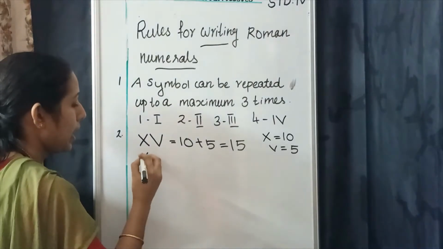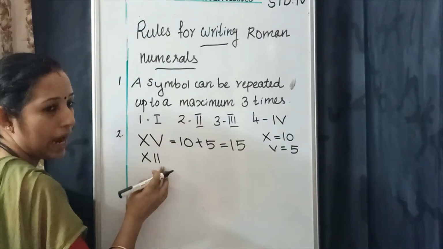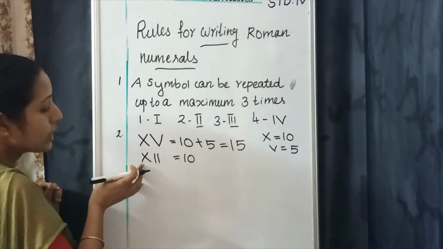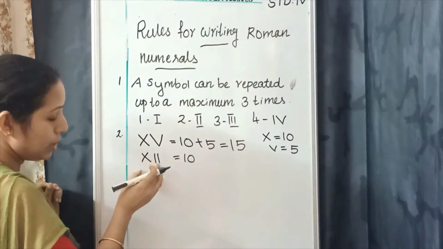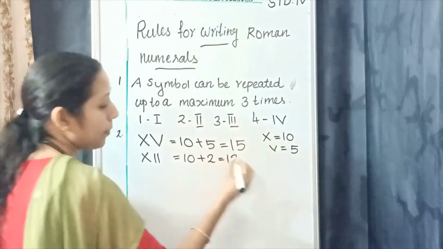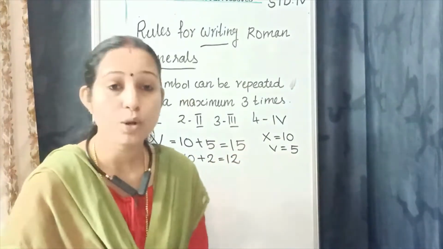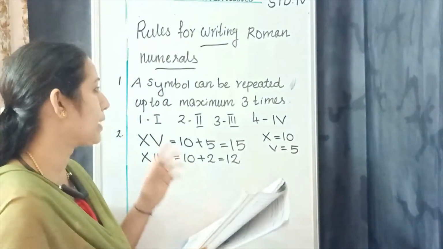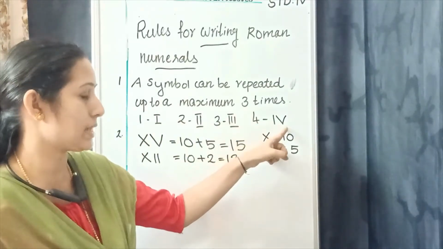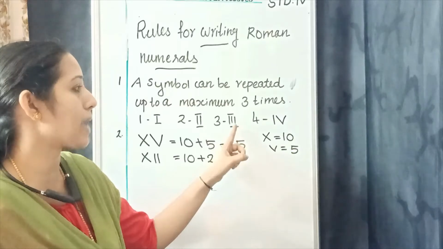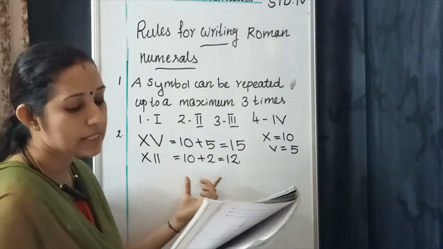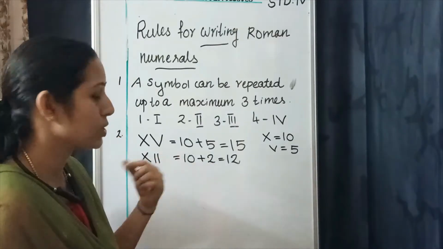Another example, XII. X means 10, and here II we know is the value of 2. So the smaller value is placed after the greater value, so 10 plus 2 is equal to 12. So that is the second rule. The first rule is what? A symbol can be repeated a maximum of 3 times. So for 1, 2, 3 we write this, but for 4 we use this symbol, because one symbol is used a maximum of 3 times. The second rule is if a symbol is placed after a symbol of greater value, the values are added.